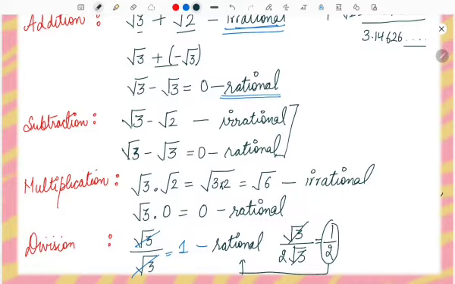Now let's consider another example. If I divide root 3 by root 2, if you solve this, you are going to get another irrational number. Which number will you get? An irrational number. You can divide and check. The answer you are going to get is an irrational number. I guess everyone is clear till here.